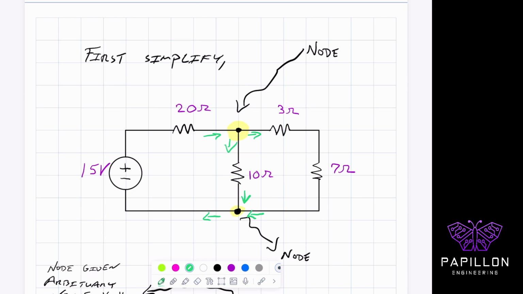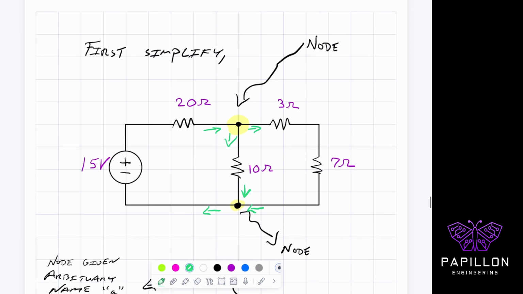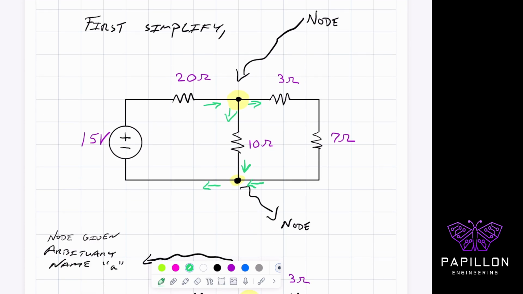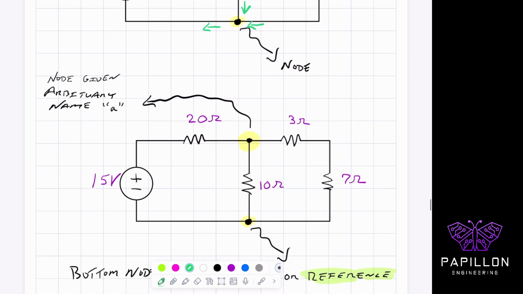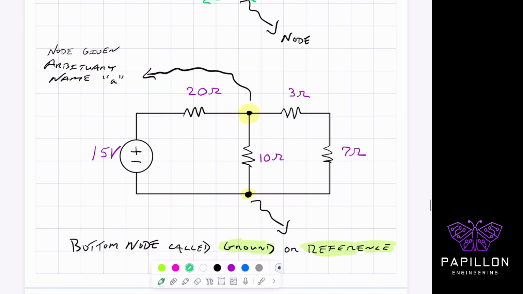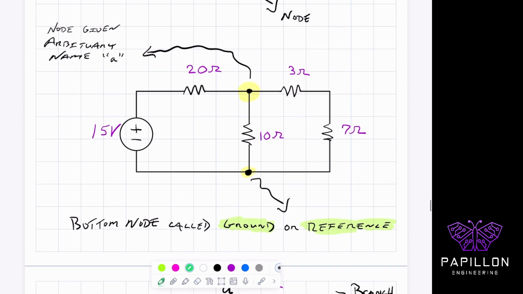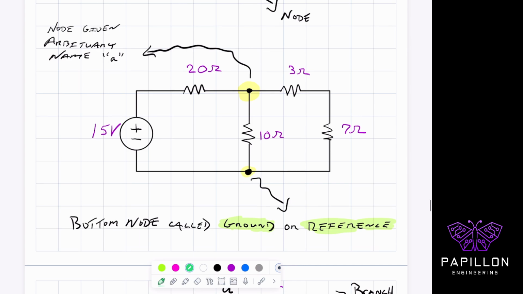And to give some more vocabulary, where it splits, or where this junction is, it's called a node. Okay, that's what happens. So you have two nodes here, a top node and a bottom node for this particular problem. And we're going to give it an arbitrary name. We're going to call it letter A. And you're going to have a bottom node, right? And they usually call it ground or your reference node. Okay, so that's generally what they call it.